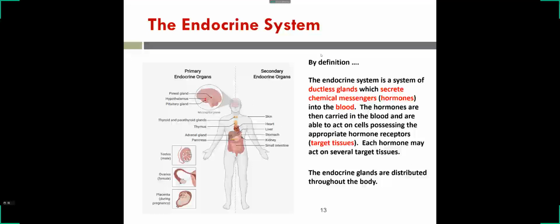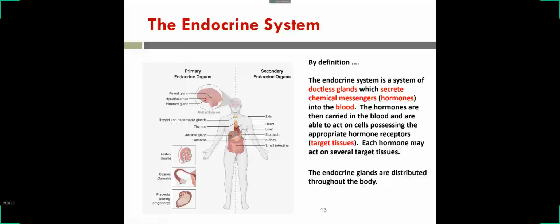So, what does the endocrine system look like? By definition, the endocrine system is a system of ductless glands which secrete chemical hormones, chemical messengers we call them, into the blood. These hormones are then carried in the blood and are able to act on cells possessing the appropriate receptors in the target tissues. And then some of the target tissues are located here.